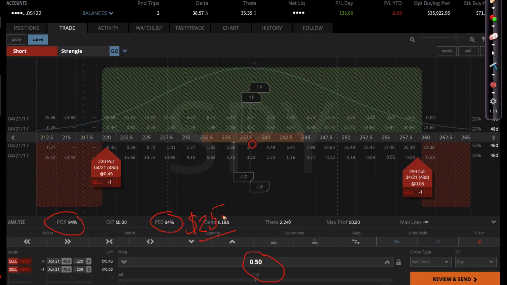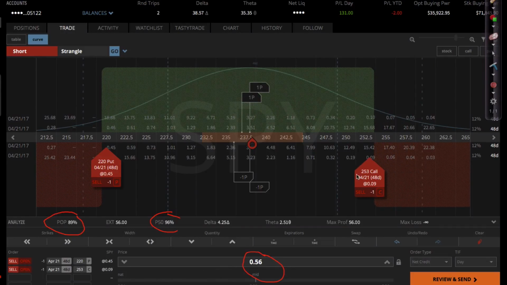This is going to be important moving forward because we're always going to manage trades at 50% of their max profit generally. A couple of exceptions to that, but we'll talk about those as we move along. Now, let's see what happens. Keep your eye on the credit, the probability of profit, and the P50 as I grab these options and drag them closer to the money.